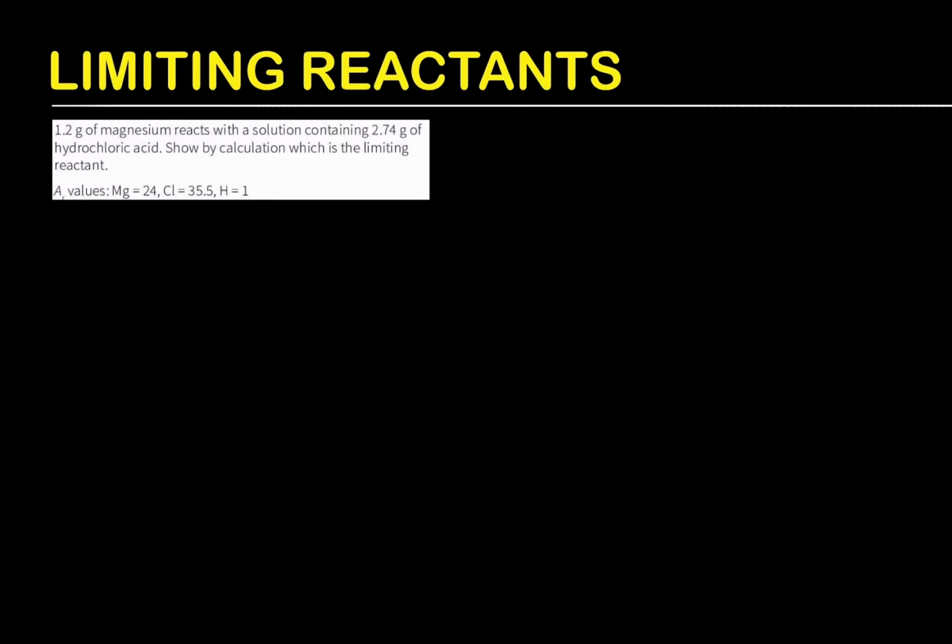Today we're going to talk about limiting reactants. So there is a question here. 1.2 gram of magnesium reacts with a solution containing 2.74 gram of hydrochloric acid. Show by calculation which is the limiting reactant. The question gave us the values: Mg is 24, chlorine is 35.5, and hydrogen is 1.